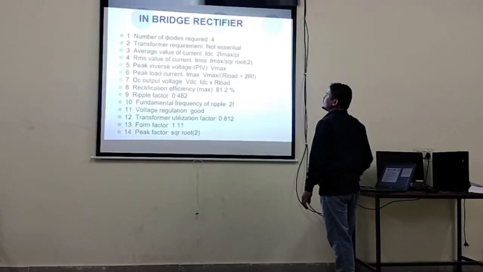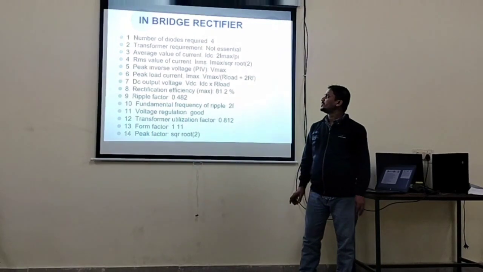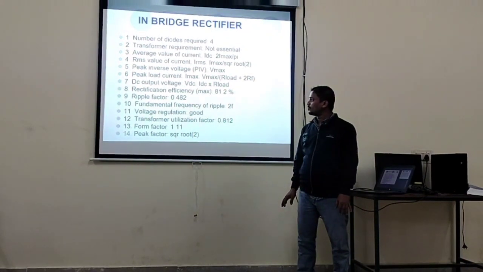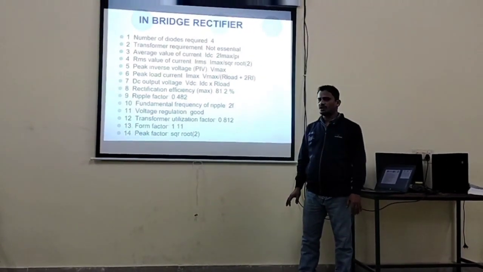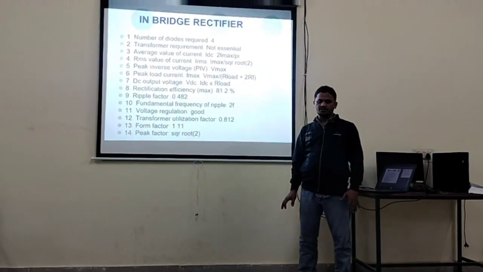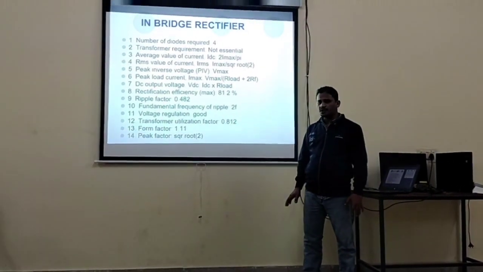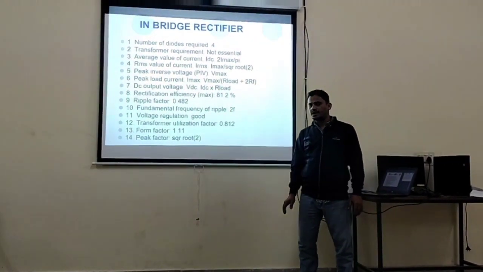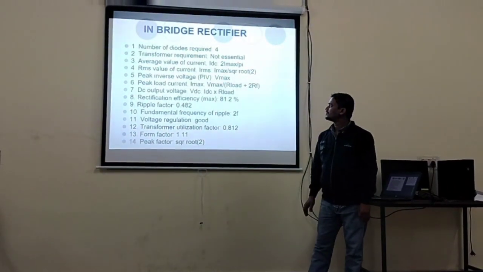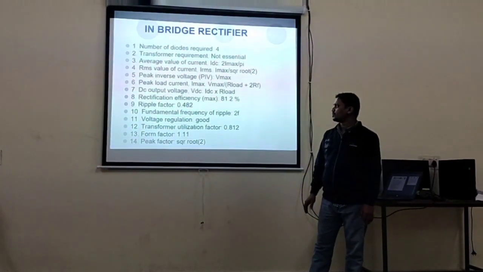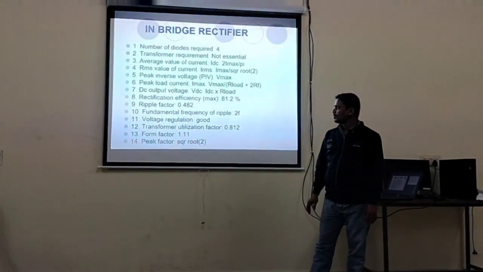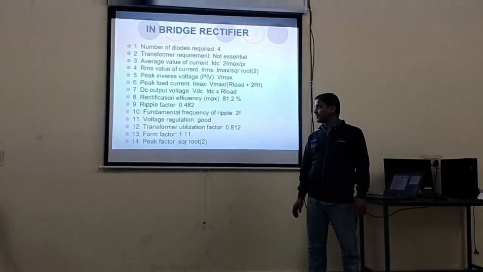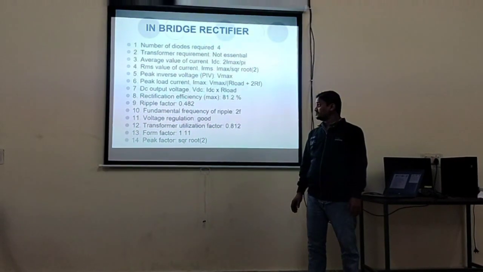Next, the total summary of the bridge rectifier. First, the number of diodes used. Second, the transformer requirement: not essential, it may or may not be required. Third, the average value of current: IDC equals 2 Imax by pi. Fourth, the RMS value of current: IRMS equals Imax by root 2. Fifth, the peak inverse voltage is the maximum voltage, VM.